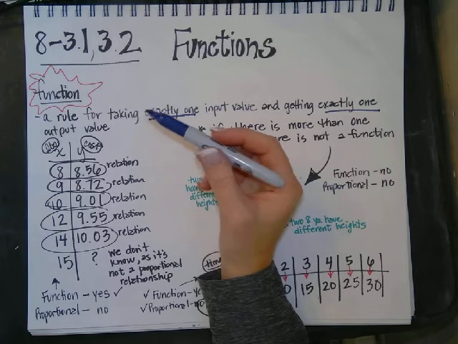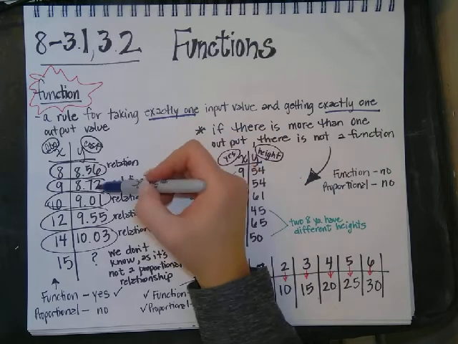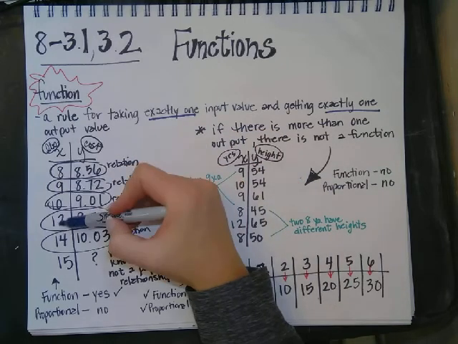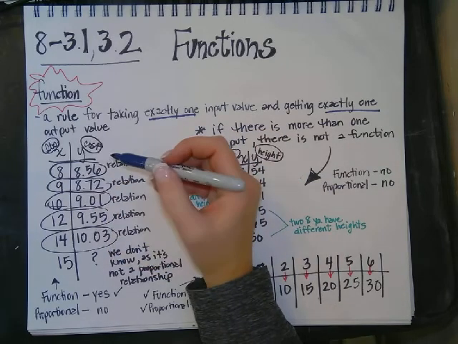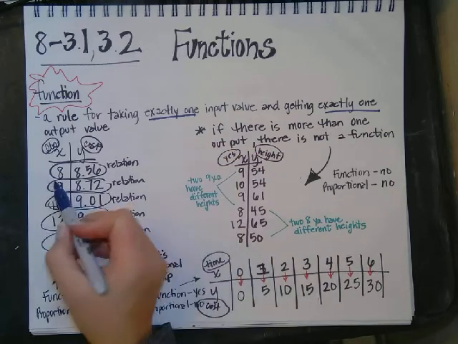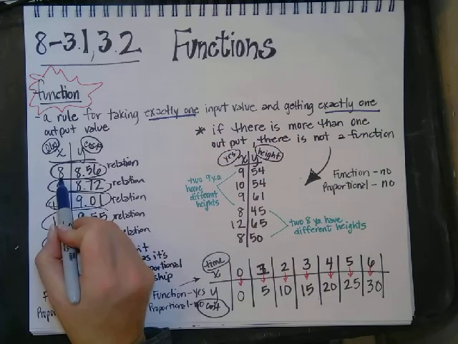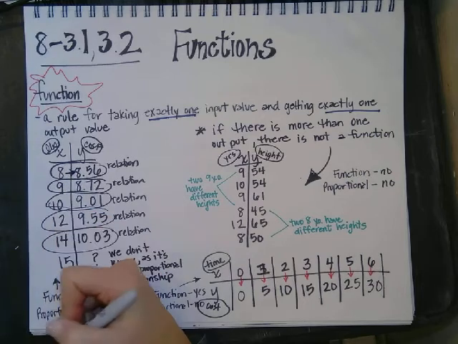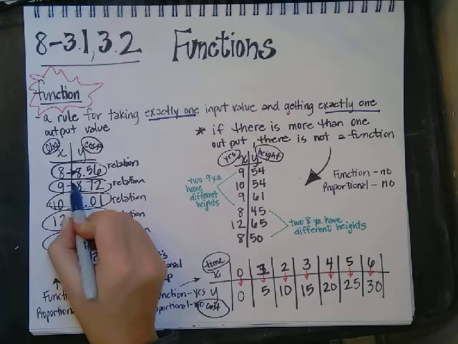So it's not proportional because it's not going up at a steady rate for every one we go up on the X, but it is a function. And the reason we know it's a function is because there is exactly one input value, or exactly one X value, that goes with exactly one Y value.